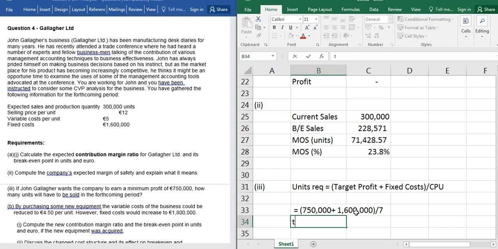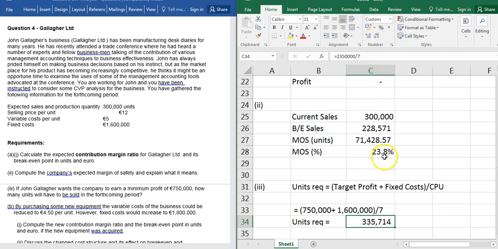So the target units there, or the units required, will be 2350, so 2.35 million divided by 7. Which gets you 335,714 units. So if you produce or sell 335,714, you will make a profit of 750. Now there's a number of ways going about that, and I'm not overly concerned because there's plenty of ways that are acceptable as long as you come to the same figure and you understand the logic that you've used. A lot of times students accidentally get there and wouldn't be able to replicate it in an exam.